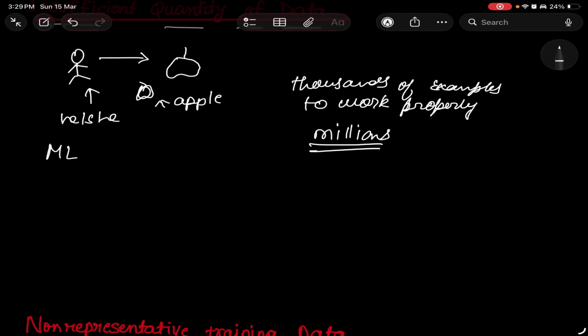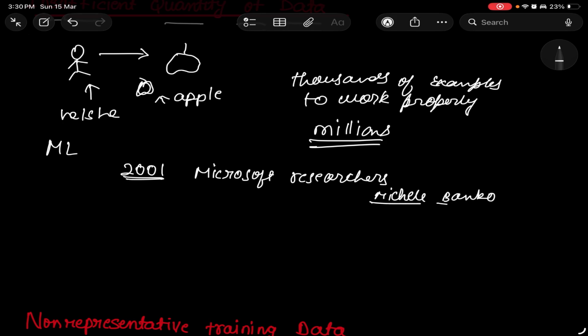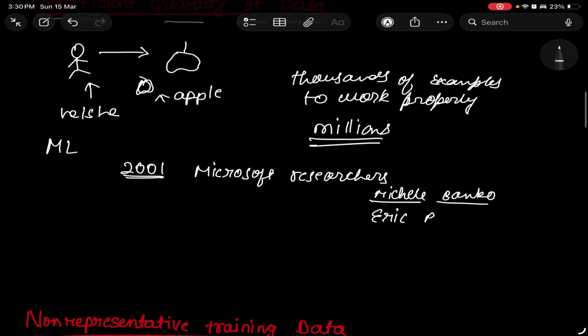If we talk about data, there was a research paper published in 2001, sorry, my bad, not 2021. In it, Microsoft researchers, Michele Banko and Eric Brill, sorry for my pronunciation, told in the research paper that for different ML algorithms, what they did is that they got data.